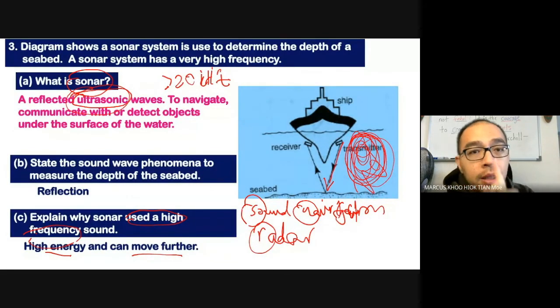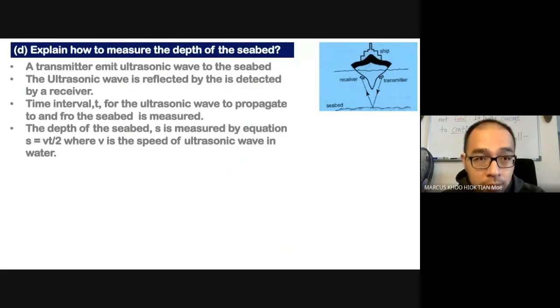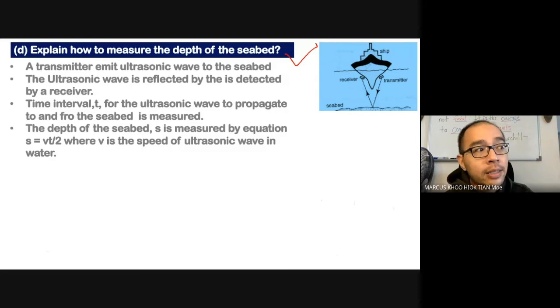Now this next explanation is probably the most important one of all the applications. If it is in the exam, this is the one that's most commonly asked. How do people measure the seabed? Same as the ultrasound just now. You send out a wave, you wait for it to return, and then you use a computer to analyze. A transmitter emits an ultrasonic wave. Again, the key word is ultrasonic wave. The ultrasonic wave is reflected and detected by a receiver.